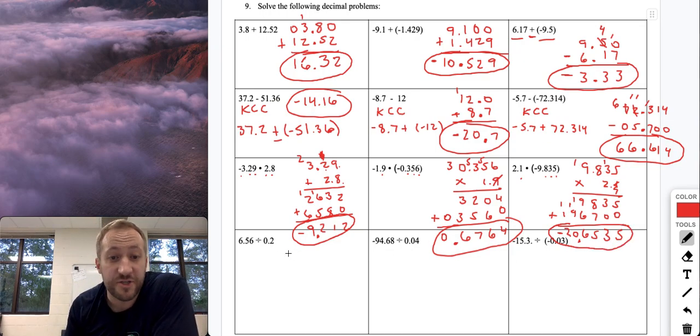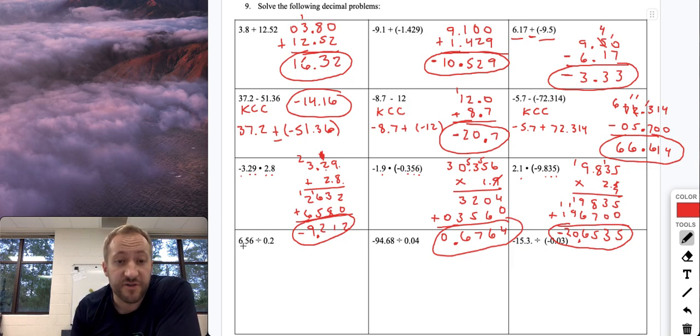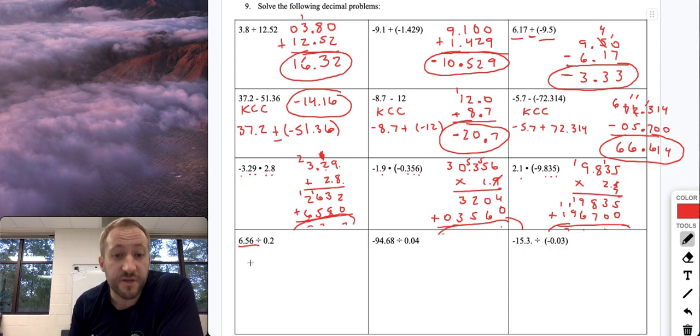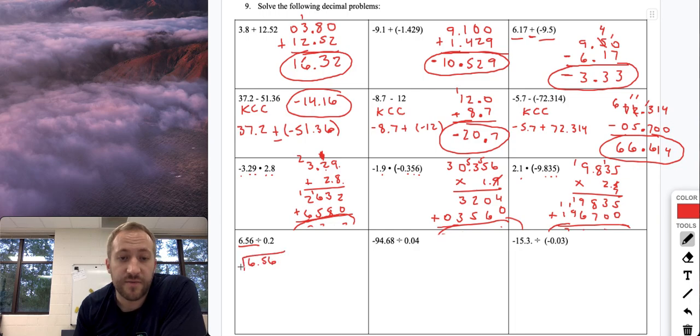Now we're moving on to division. Whenever we divide, the first number goes inside the division box. So 6.56. Let me write it over here, actually. Let me give this just an array so I have plenty of room to write. The first number goes inside the box, 6.56. The second number goes outside, 0.2.